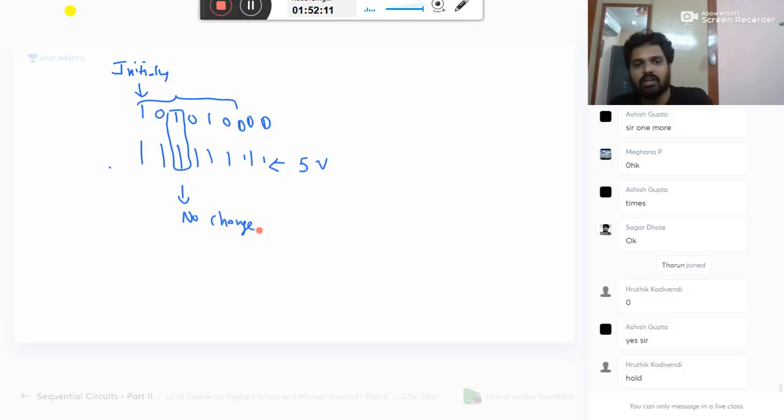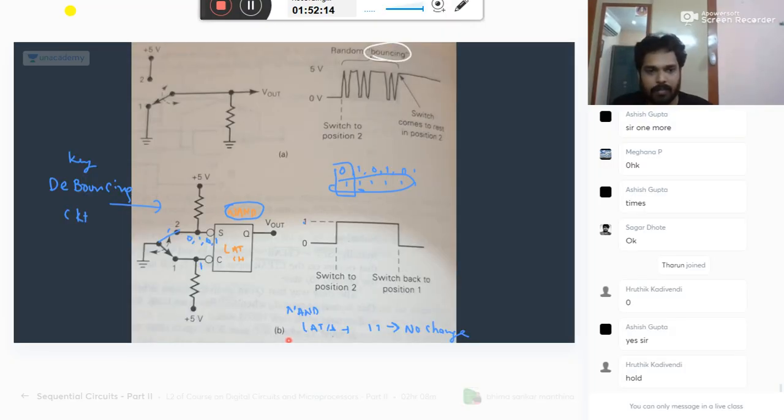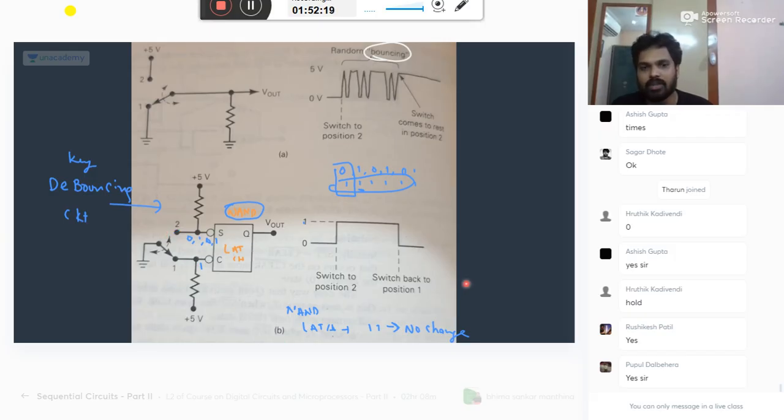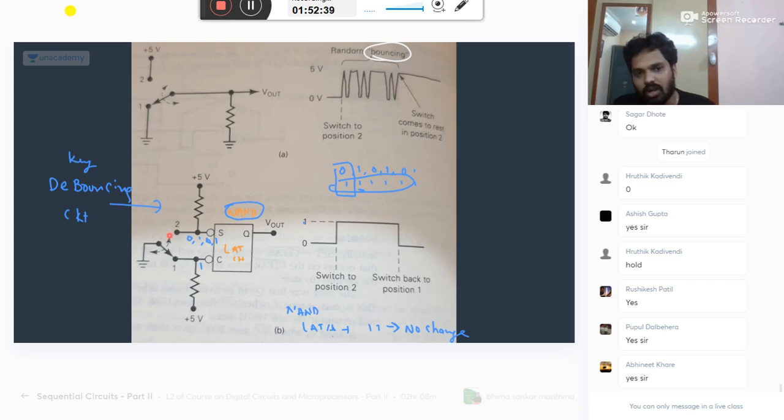You understand? You see the figure. This is the advantage. It can be used in a key debouncing circuit. It is a basic debouncing circuit. You understand? When you move the switch, switching transients will not affect your output. Even if it is a 0 or 1, it will read the same. You may connect it here or here, it is up to your requirement. You may read 0, 1 or 1, 0 accordingly.